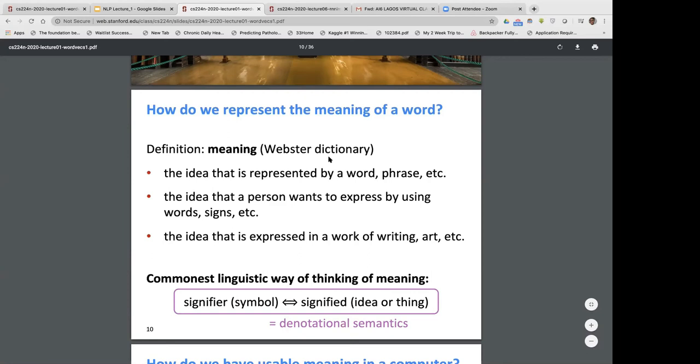So linguistically, you can think of meaning as, say you have a symbol. A symbol can be anything. It could even be text. It could be sign. It could be speech. And then it denotes an idea or a thing, whatever.